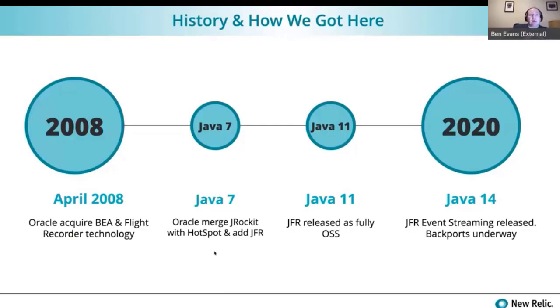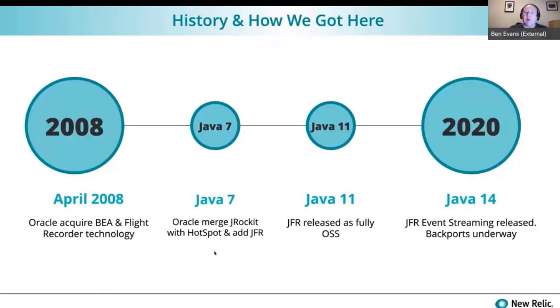Okay, so let's talk about the history a little bit. In 2008, Oracle acquired BEA and the initial version of the flight recorder technology. And then we skip ahead a few years, they also acquire Sun. And now they have 2 virtual machines. So what are they going to do with them? Well, they're going to merge them.